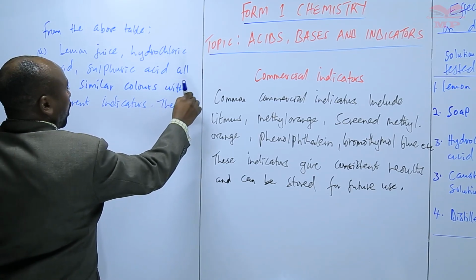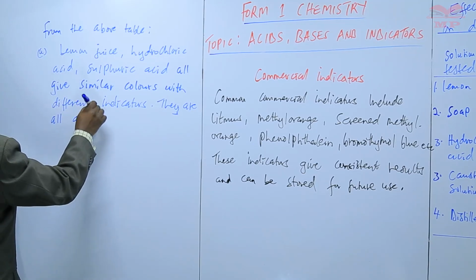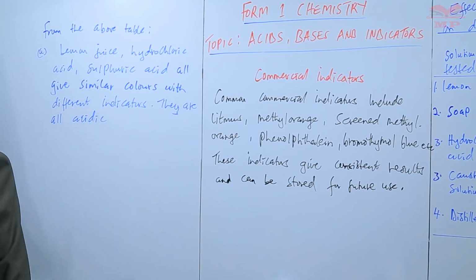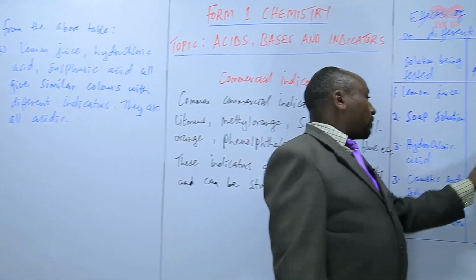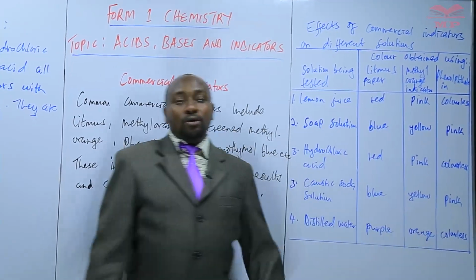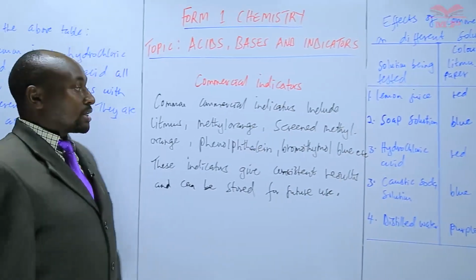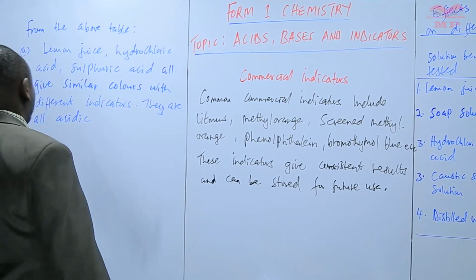They are all acidic. All of them are acidic. That's why they are giving the same colors. Lemon juice, hydrochloric acid, even if we were to use sulfuric acid, it will give us all those colors. So that's an indication that all acidic substances will behave like that.